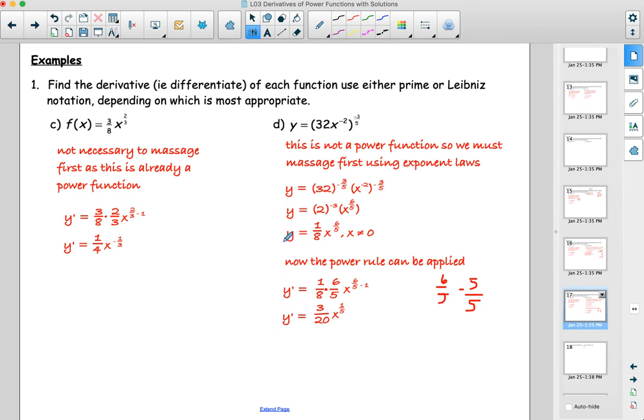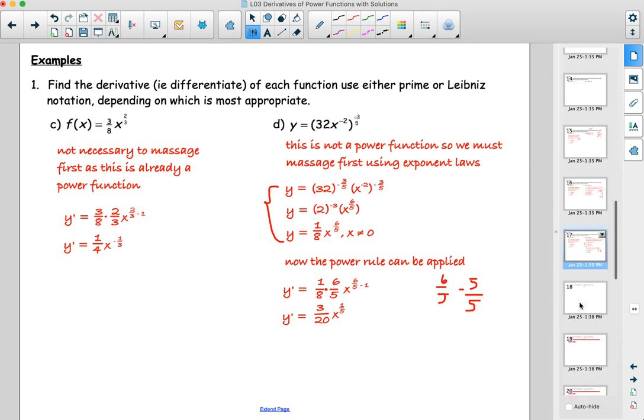And again, I'm just going to remind you, put a y in front of it when you're massaging. You might even want to make a note: I'm massaging and simplifying first. Now I'm taking the derivative. And note I had a y prime down there.